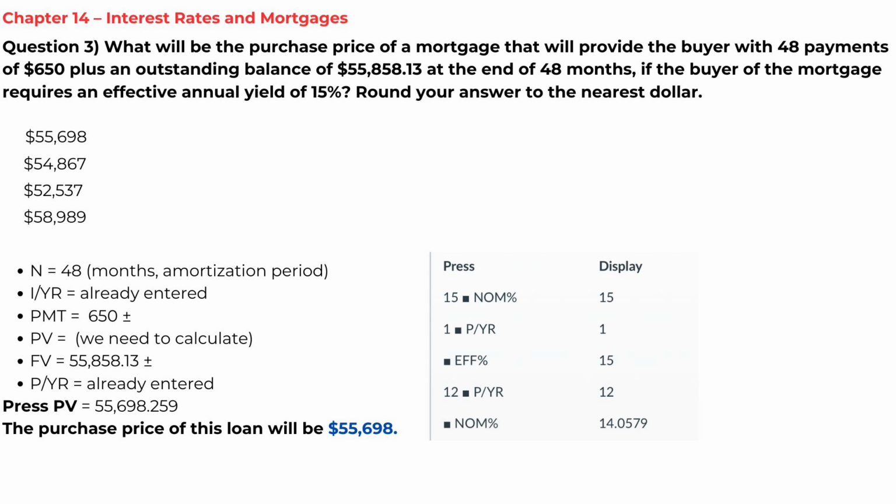Step 1. Let's convert the given J1 equals 15% to J12. 15, shift NOM, 1 shift PYR, shift effective, 12, shift PYR, shift NOM, calculator displays J12 14.579. Step 2. Let's figure out the purchase price of this loan, so solve for PV. 48 months amortization period, IYR already entered, PMT 650 plus and minus sign, 55,858 plus and minus sign, PYR already entered. Press PV, calculator displays 55,698.259135. The purchase price of this loan will be $55,698, rounded to the nearest dollar.